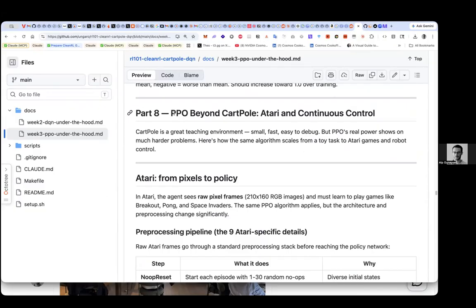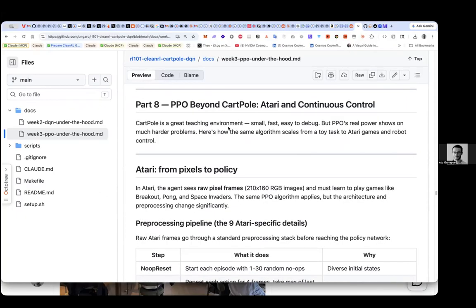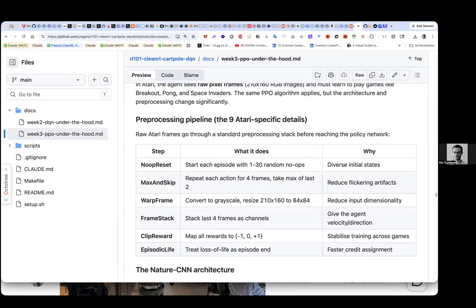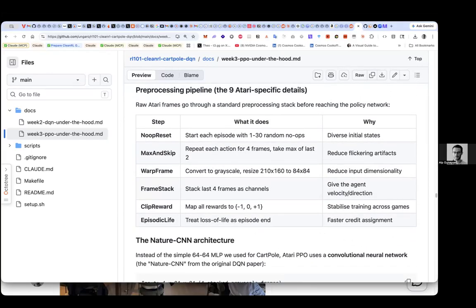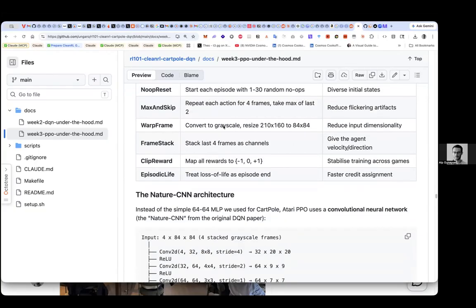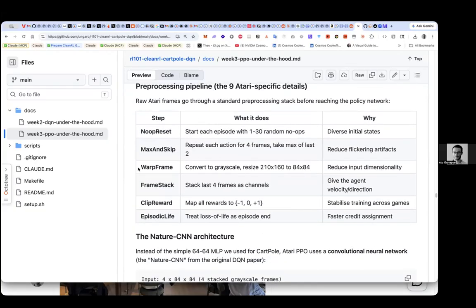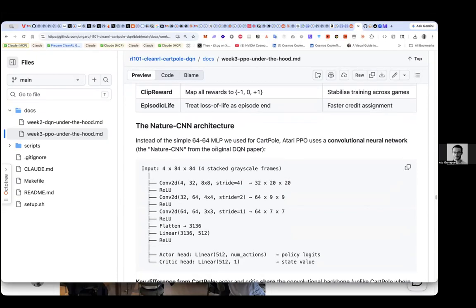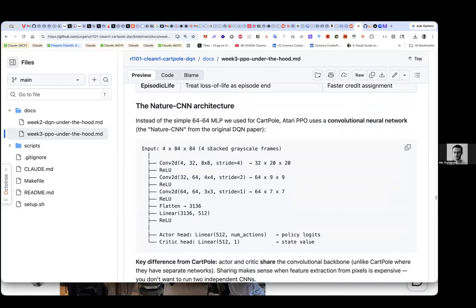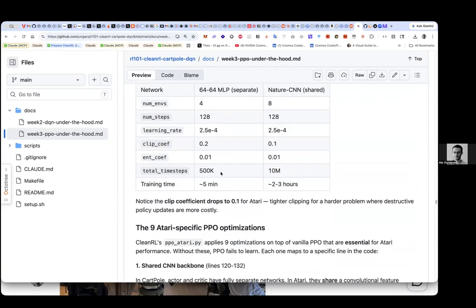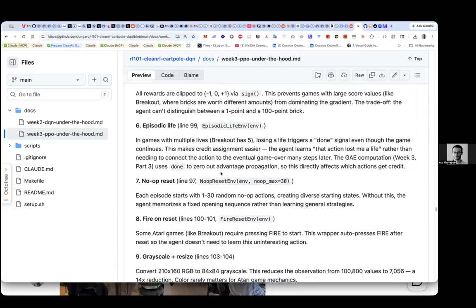Our basic example was CartPole, but Atari and continuous control need some additions, mostly in the preprocessing pipeline. It explains what is required for the Atari-specific details: you have to convert to grayscale, resize, and repeat each action for 4 frames. These are kind of obvious things, but they are extremely important for a well-working model. It also explains the parameters and optimizations.